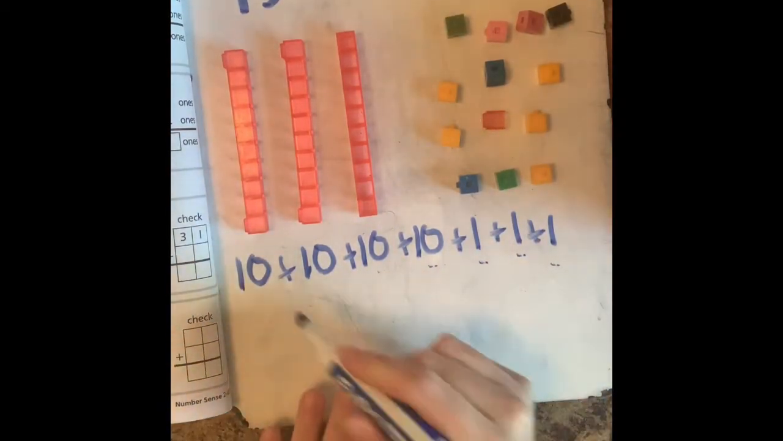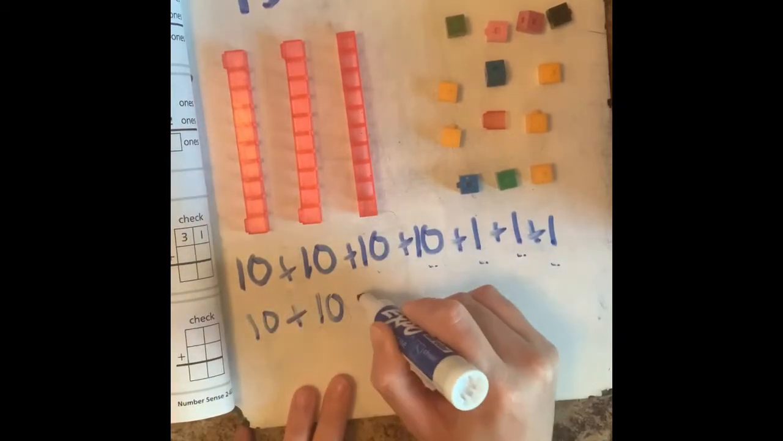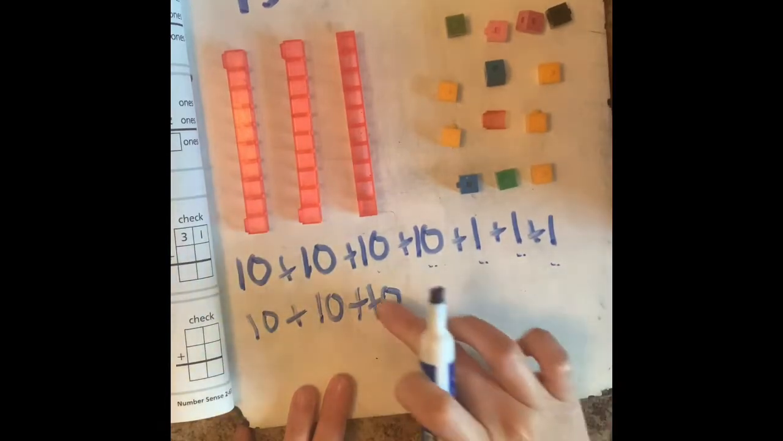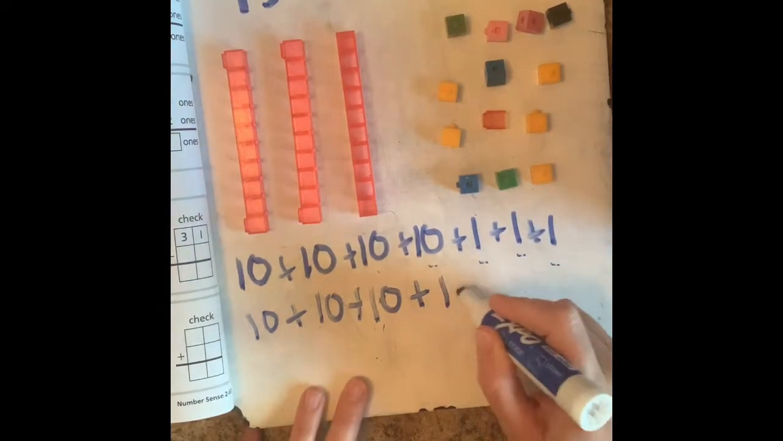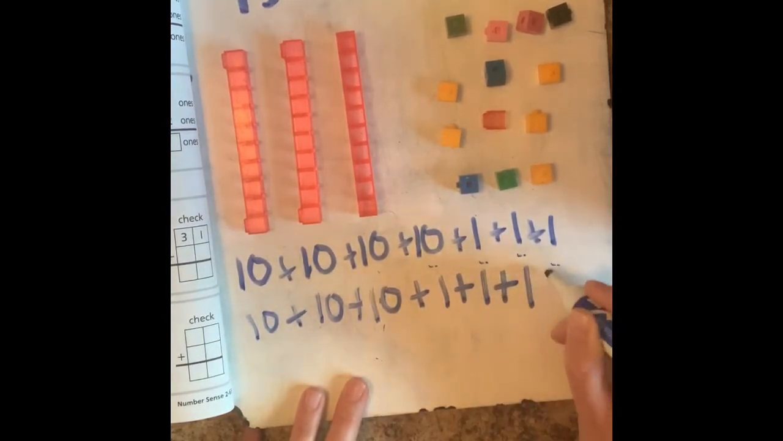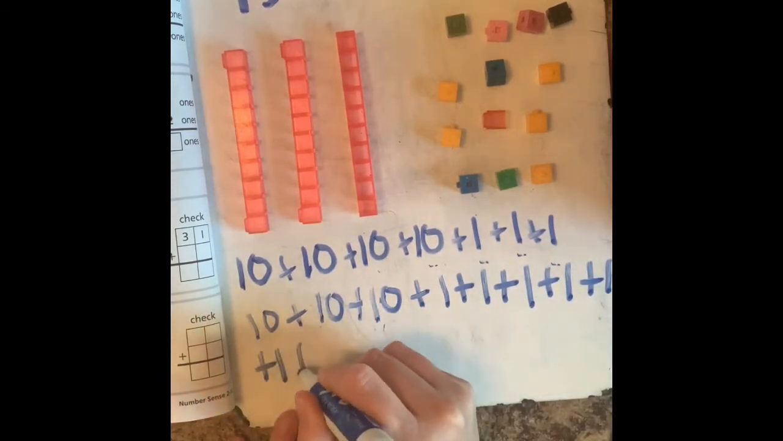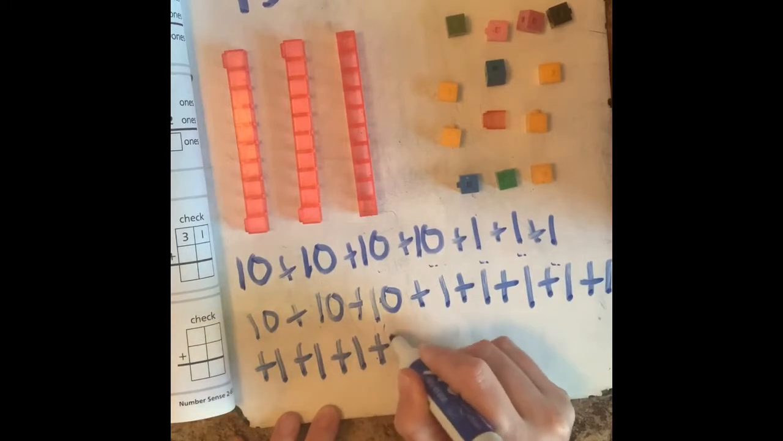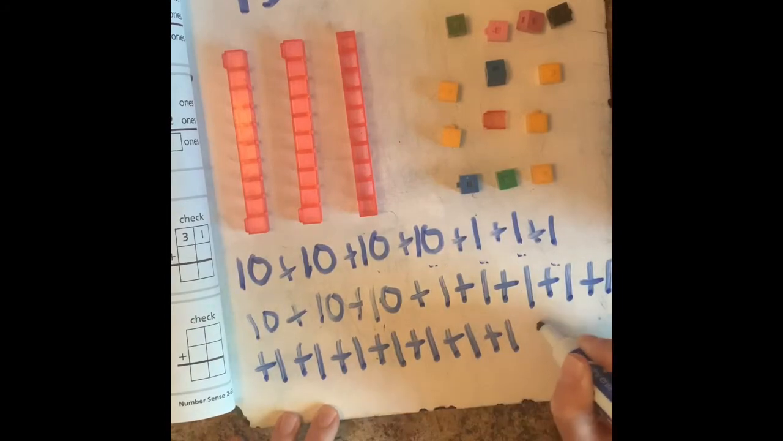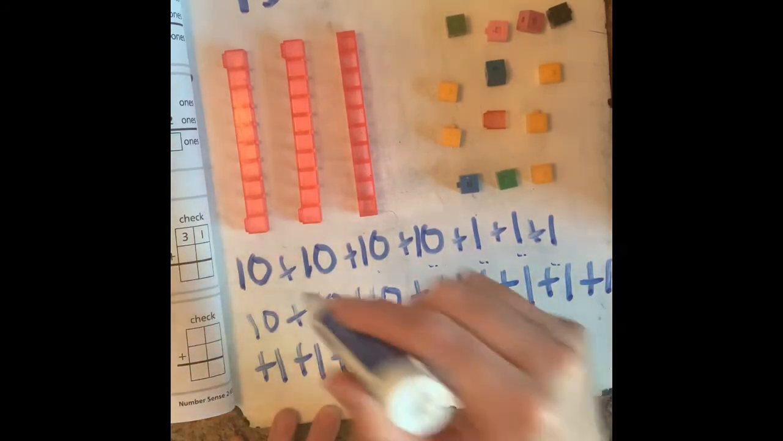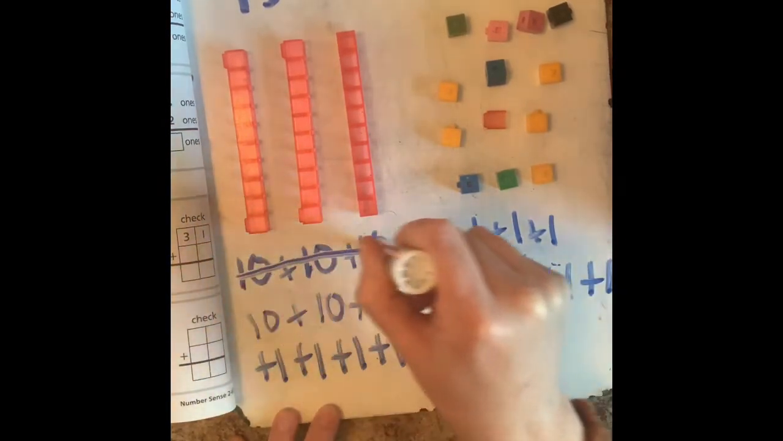So now I have 10 plus 10 plus 10, plus all of these ones. 1, 2, 3, 4, 5, 6, 7, 8, 9, 10, and the 3 that we had before. So this has now become this. We just moved them around.